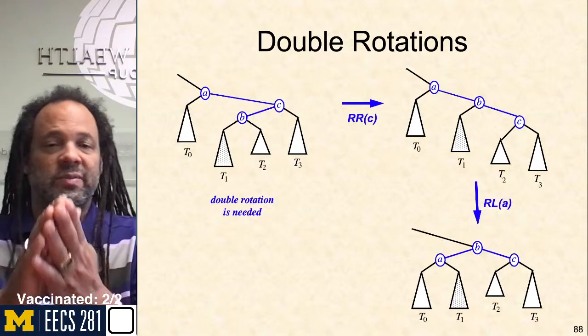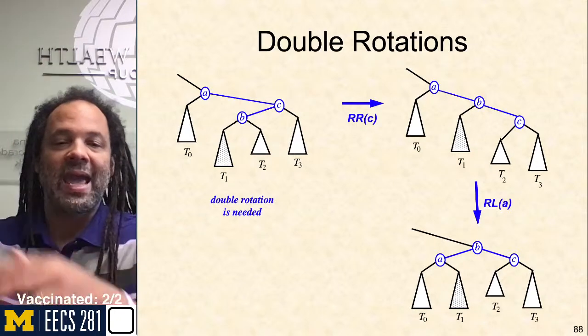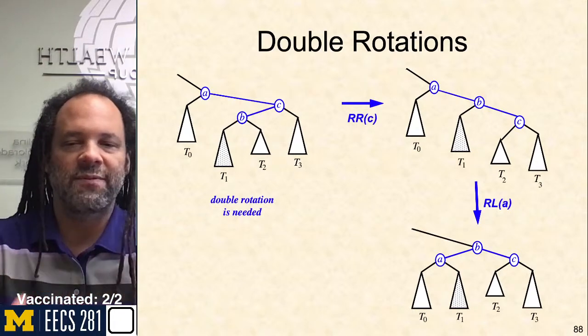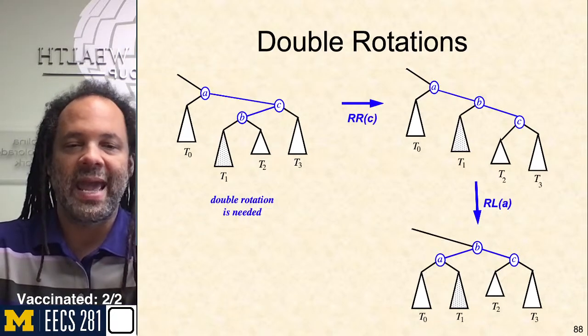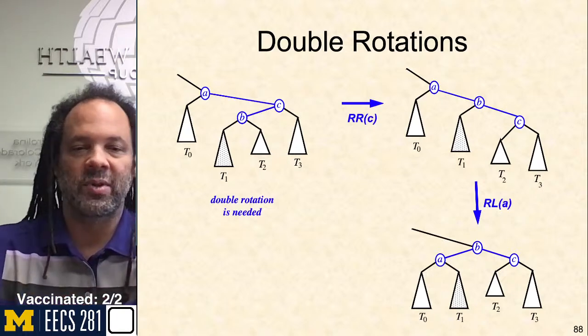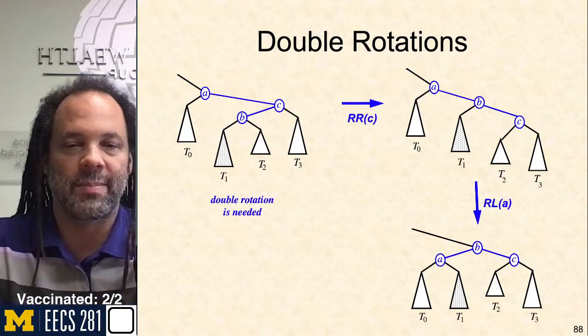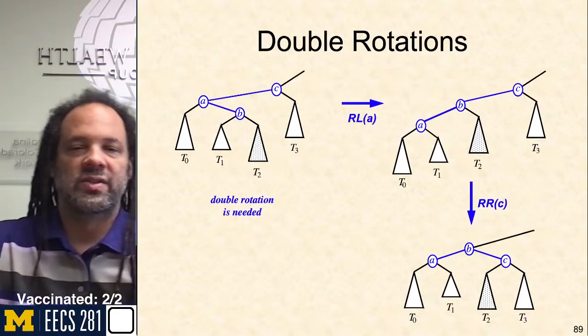I rotate right around C, which makes things look even worse, but then I immediately rotate left around A, and I get this beautifully fixed AVL tree over there on the bottom with B as the root node and A and C as its 2 children, T0, T1, and T3 all at that similar depth, and T1 just 1 step above that. So that's what the double rotation looks like. The next slide is just the mirror image version.